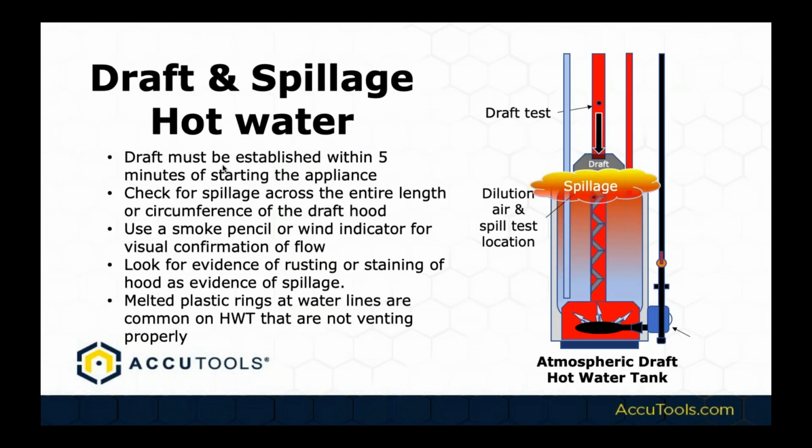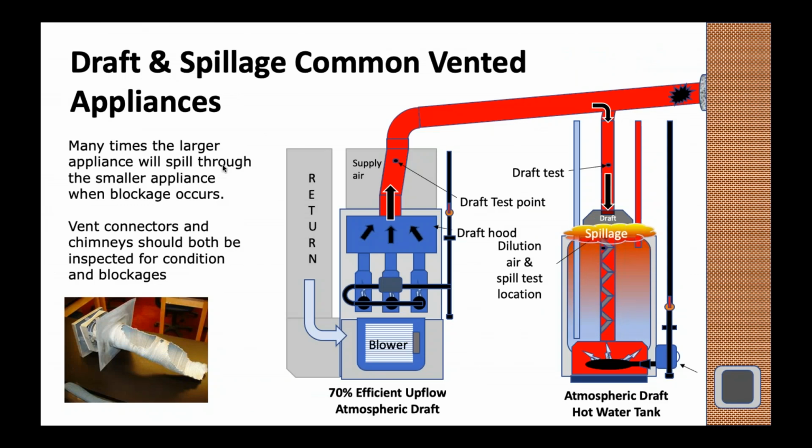Hot water tanks, exactly the same thing. We want to draft within 5 minutes, and check for spillage across the circumference, around the entire hood, with a smoke pencil or wind indicator again. One big difference on hot water tanks is right where the connectors are. A lot of times you'll see melted plastic rings where the water lines connect. That's a very good indicator the hot water tank is spilling.